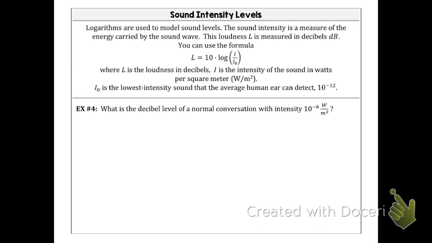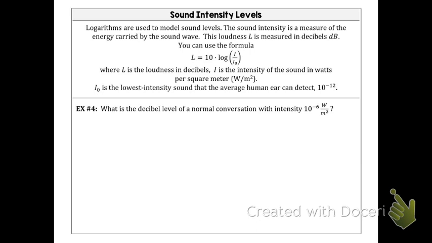Let me try that again. You can use the formula L equals 10 times log of I over I sub 0, where L is the loudness in decibels, I is the intensity of the sound in watts per square meter, and I sub 0 is the lowest intensity sound the average human ear can detect, which is 10 to the -12.